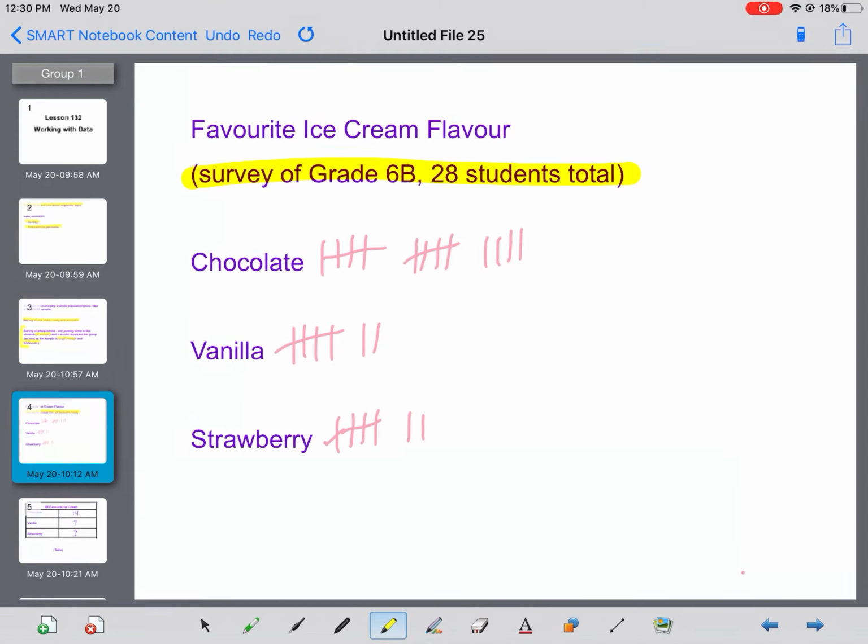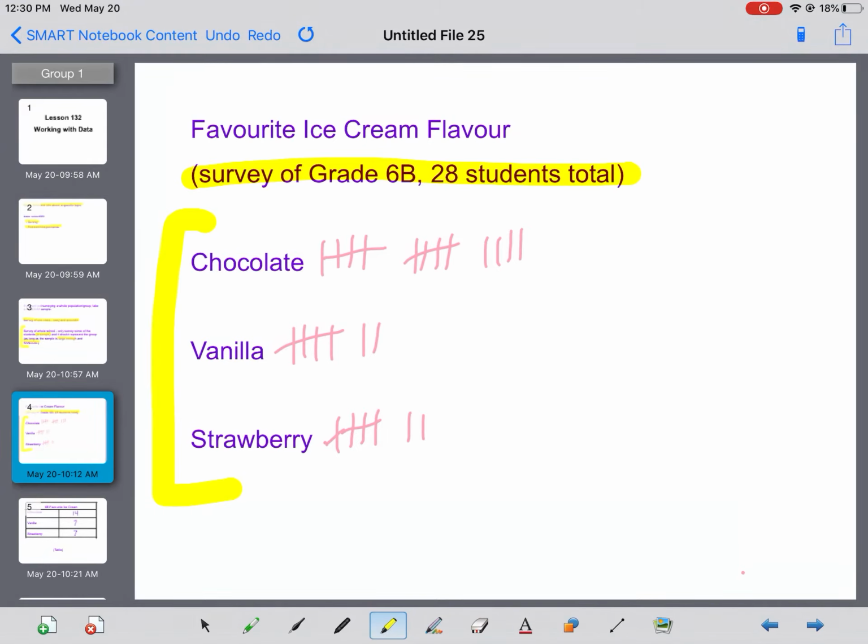And since we are surveying the whole population, we don't have to worry about our sample being large enough or our sample being random, because we're not taking a sample, right? We're surveying the whole population of grade 6B. And let's say you went around and you asked all of the students, including yourself, about their favorite ice cream flavor from these 3 options, and here are your results.